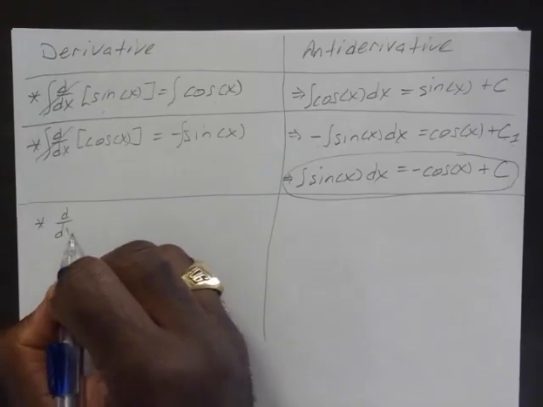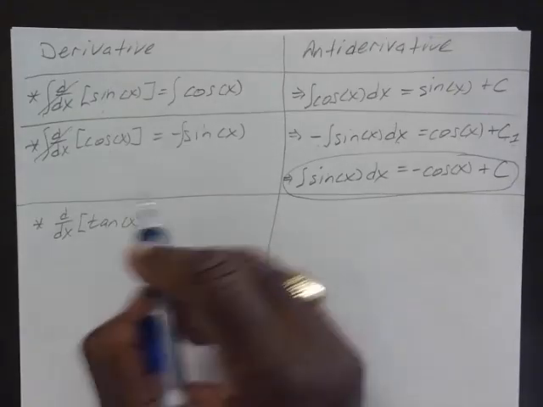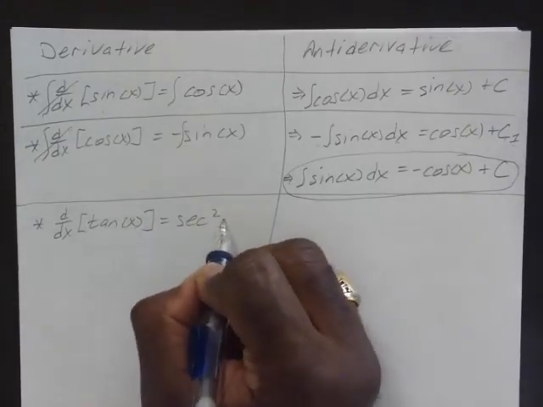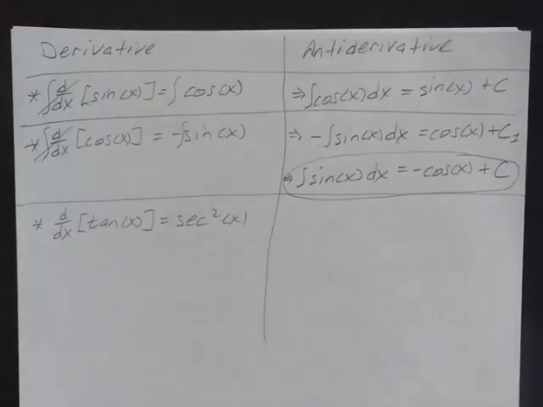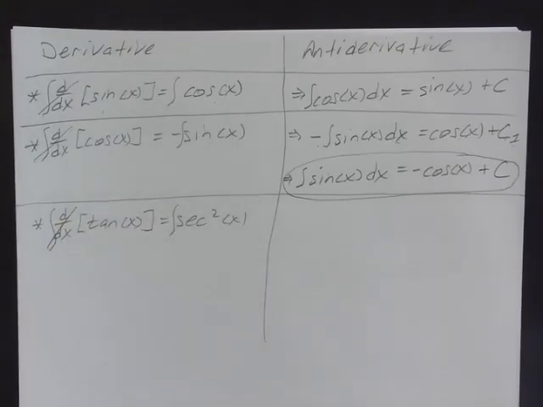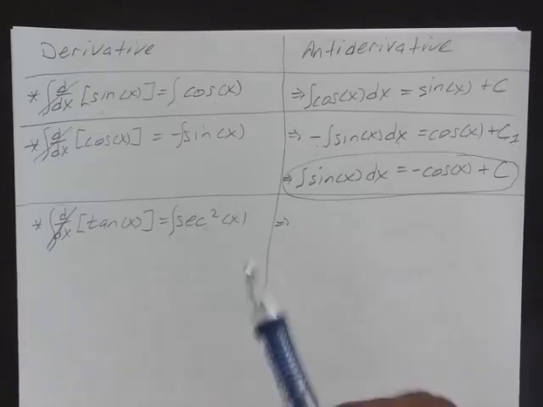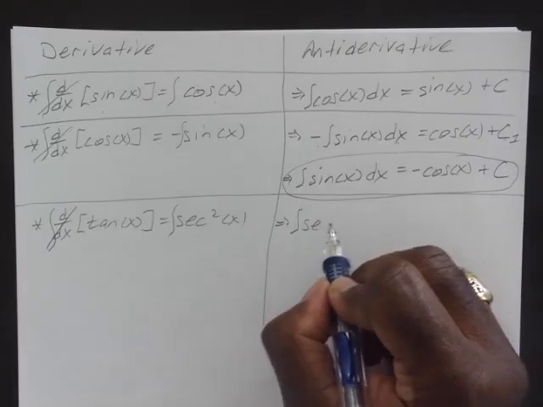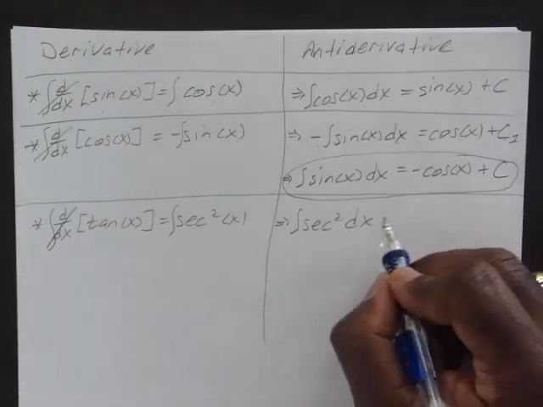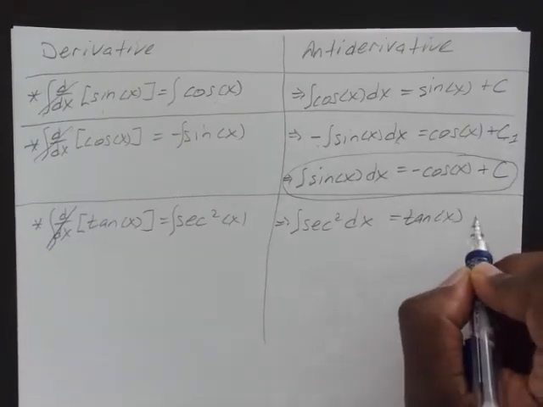And we know that the derivative with respect to x of tangent of x is equal to secant squared. So if we take the antiderivative of both sides, those two cancel out. So we know that the antiderivative or integral of secant squared with respect to x is equal to tangent of x plus c.